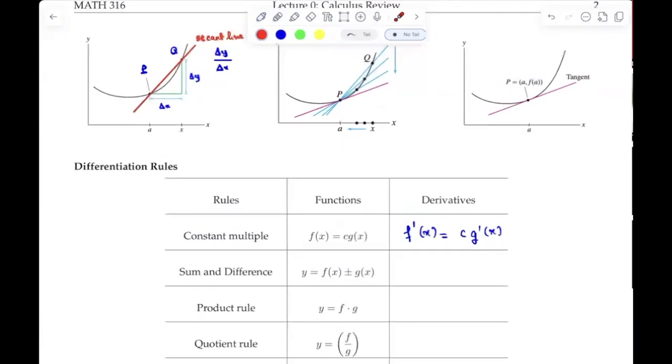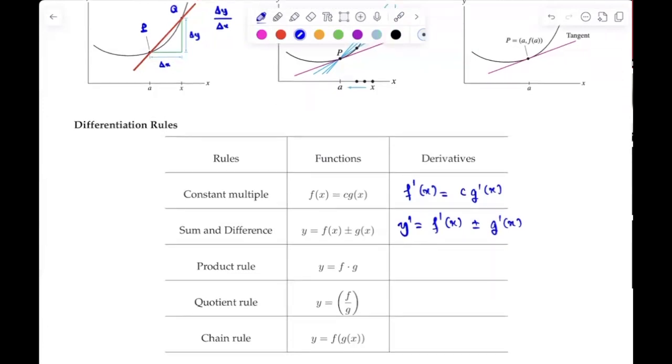You have sum and difference. The derivative of the sum is the sum of the derivatives. The derivative of the difference is the difference of the derivatives. So y prime is going to be f prime of x plus or minus g prime of x. Again, the derivative of the sum is the sum of derivatives, and the derivative of the difference is the difference of derivatives.